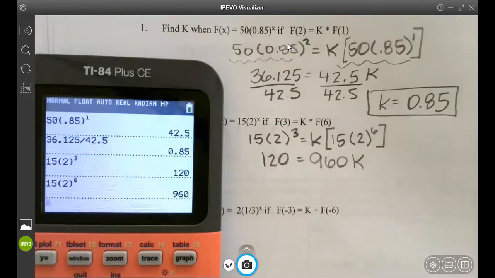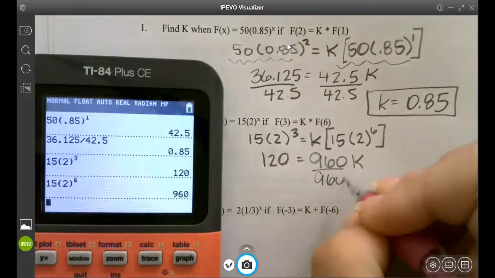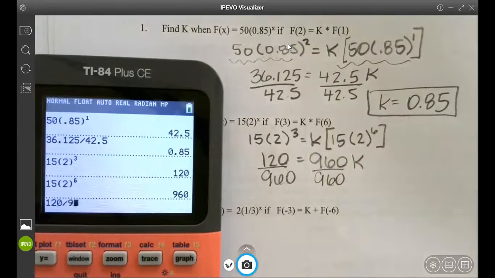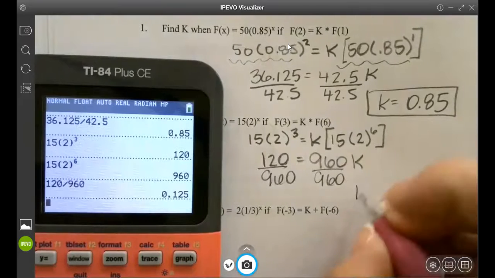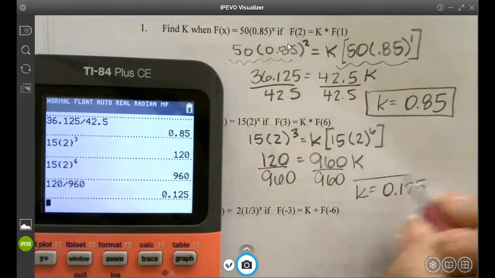How do I solve for k? Divide 960. Put in your calculator like you see it. 120 divided by 960. K is 0.125.